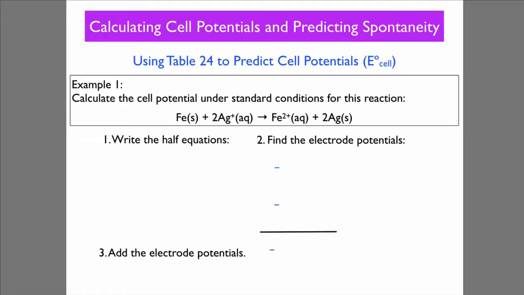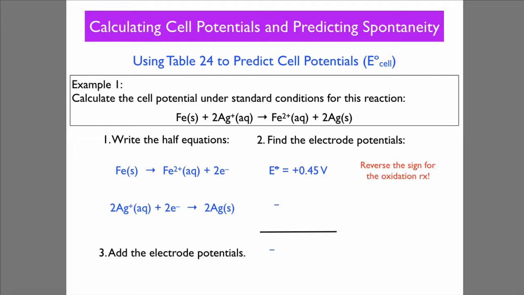Okay, calculating cell potentials and predicting spontaneity. We're going to use table 24 to predict cell potentials. Here is example 1. We've got iron with some silver ions, and we're going to calculate the cell potential under standard conditions for this reaction. Write the half equations first for the iron and the silver ions. We're going to find the electrical potentials.